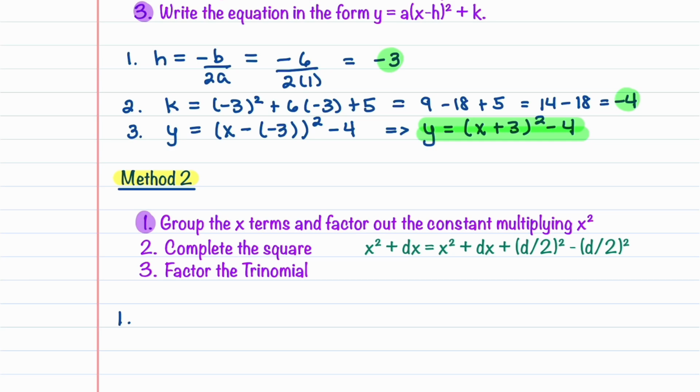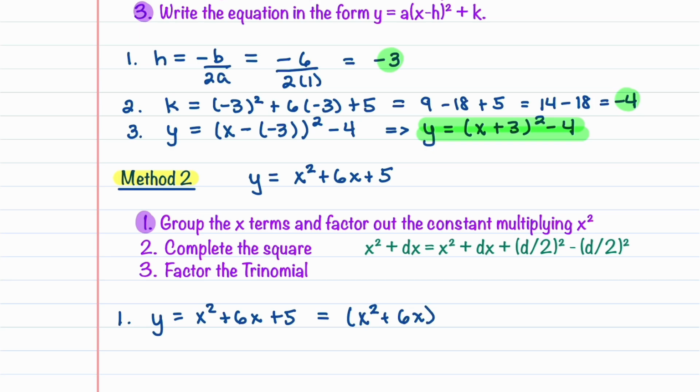Before we begin, let's write down our equation since it's off the page at the top. Our equation is y is equal to x squared plus 6x plus 5. Now let's see if we can make sense of this first step. We're going to group the x terms and factor out the constant multiplying x squared. Let's do that. We have y is equal to x squared plus 6x plus 5, and we're going to group the first two terms, x squared plus 6x, plus 5.